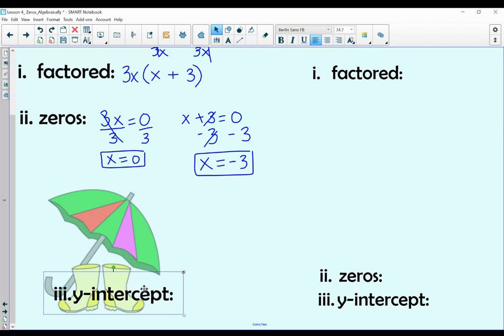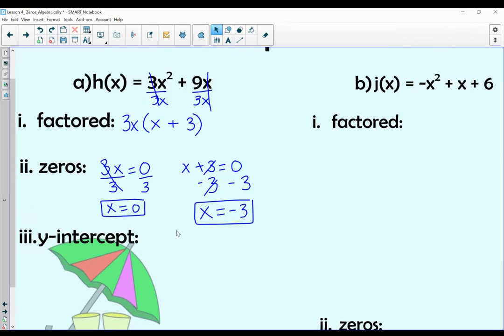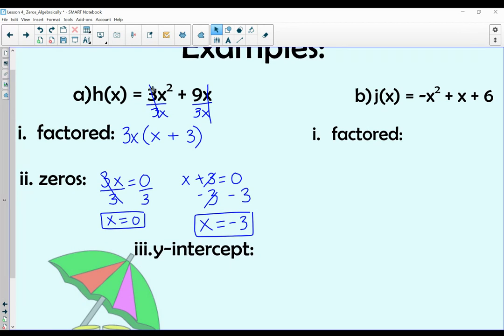And now finally, what's the y-intercept? So we should know by this point that the y-intercept is always our constant. Do I see a constant here? This 3 is attached to an x squared, and this 9 is attached to an x. So I do not see a constant. That does not mean there is no y-intercept. What that means is that our constant is 0. So my y-intercept is at 0, 0.